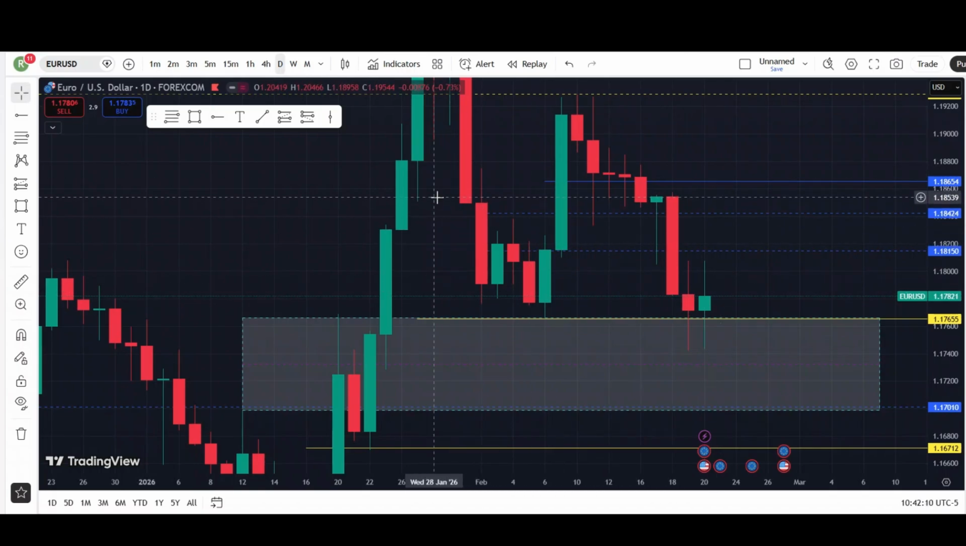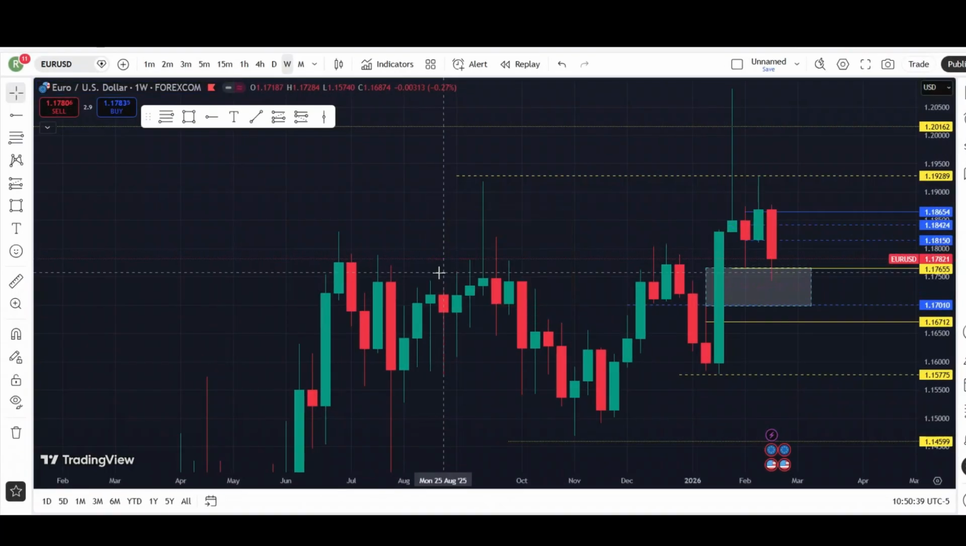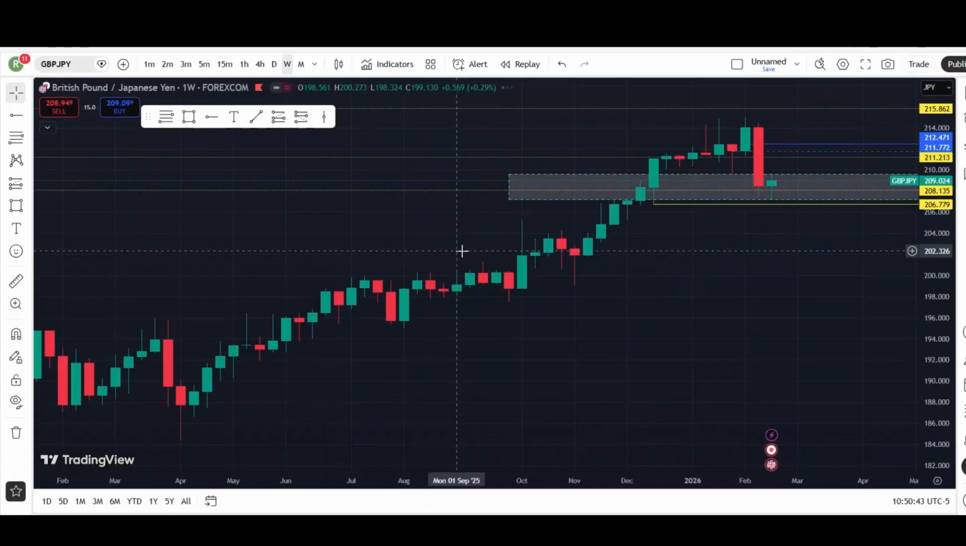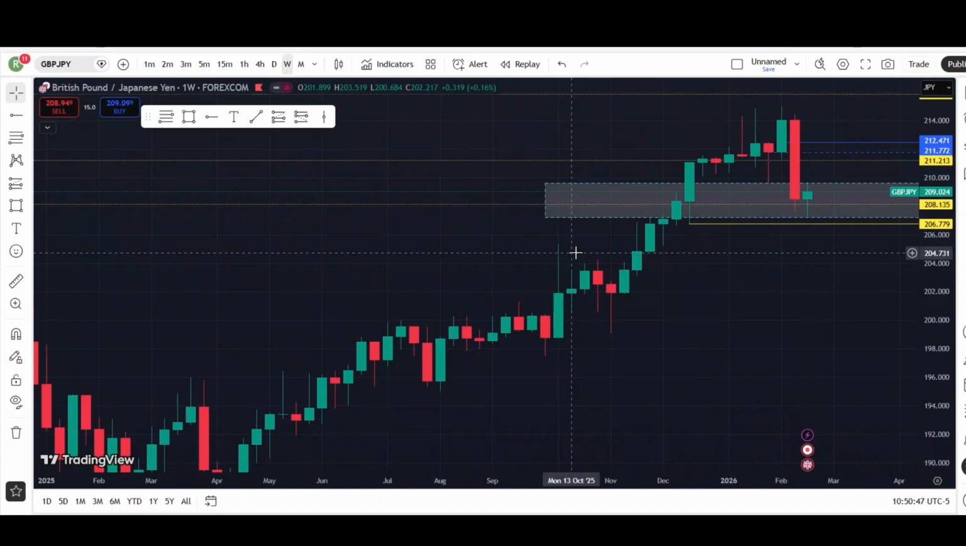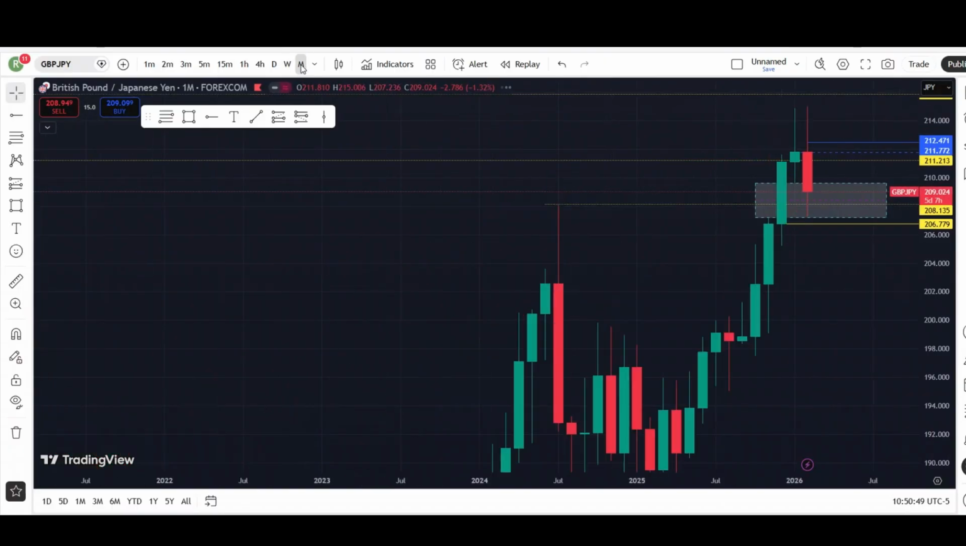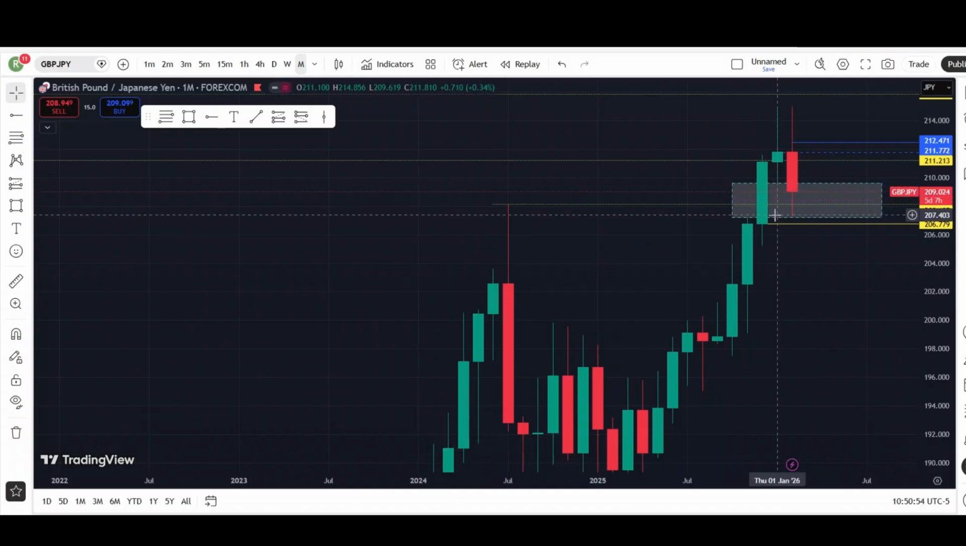So we'll be moving to our last pair. Moving over to our next pair, which is the British pound JPY. We are starting on the monthly as we have information there. On the monthly time frame, the fair value gap has been filled completely. So using this monthly time frame, we drop to the daily time frame.